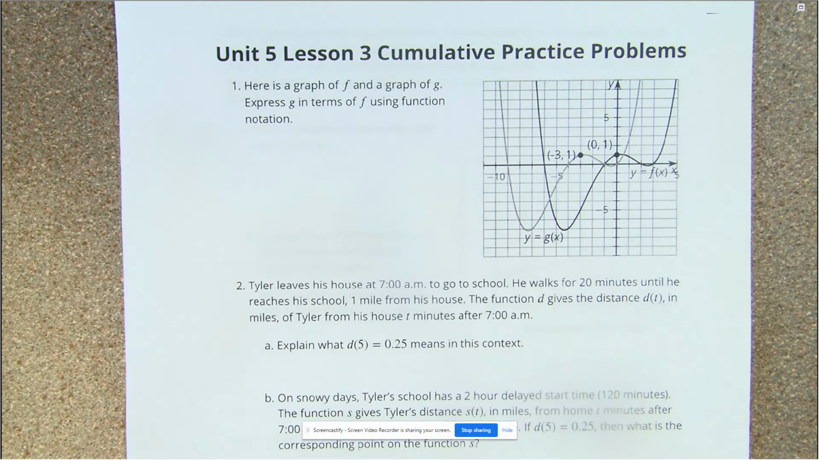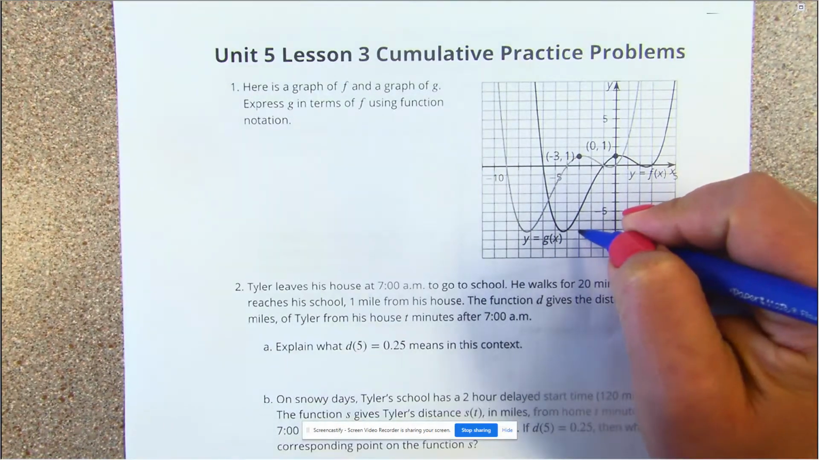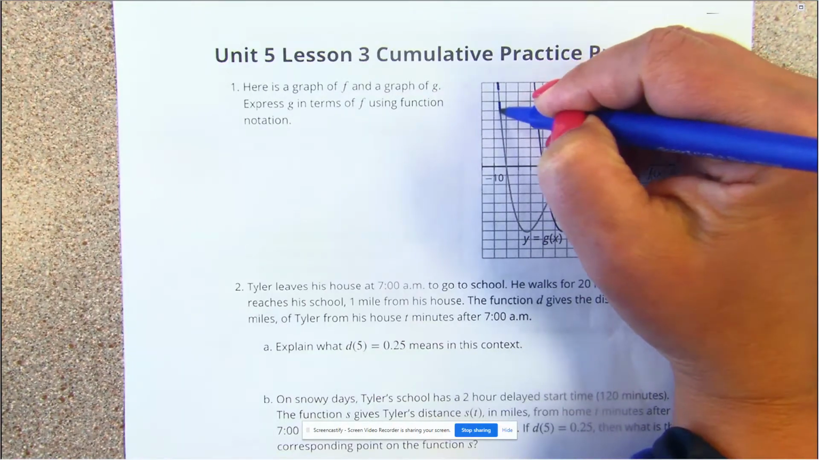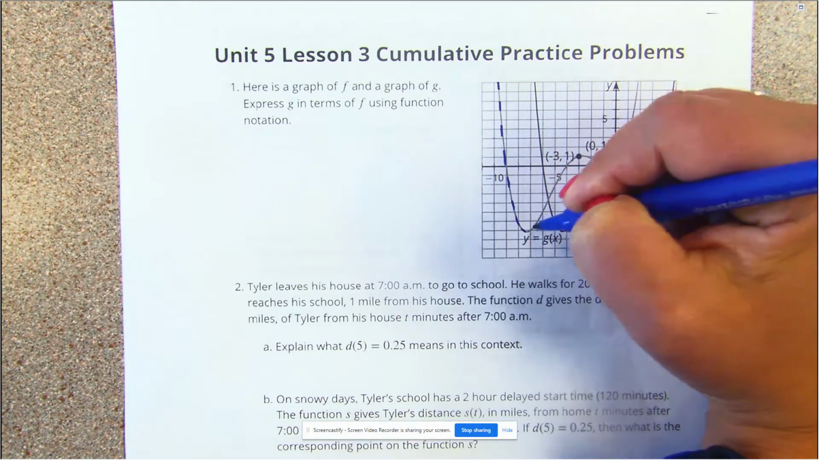Number 1, here's a graph of f and a graph of g. Express g in terms of f using function notation. So I'm expressing g, this one's g. I just need to go over it for myself.